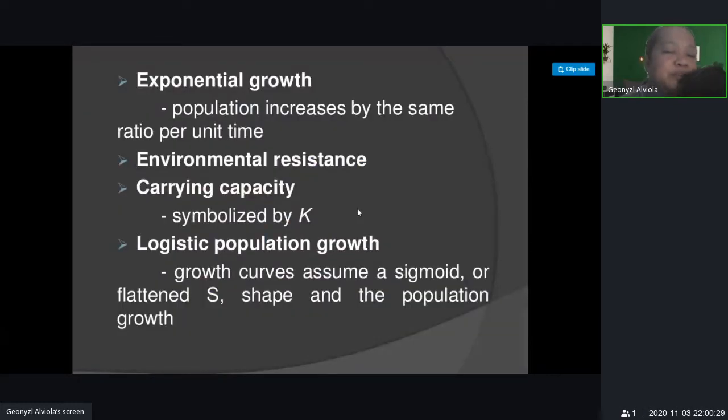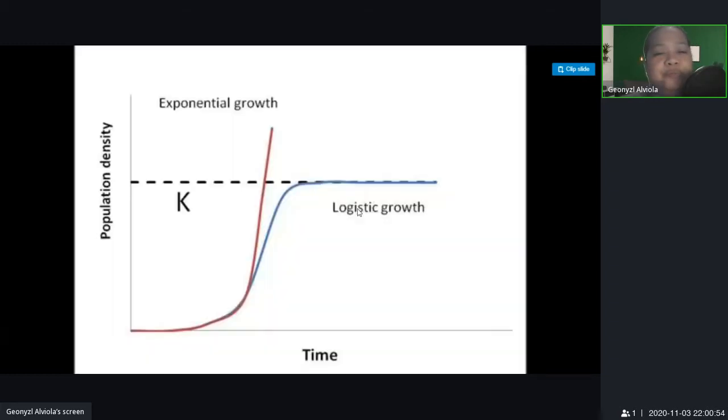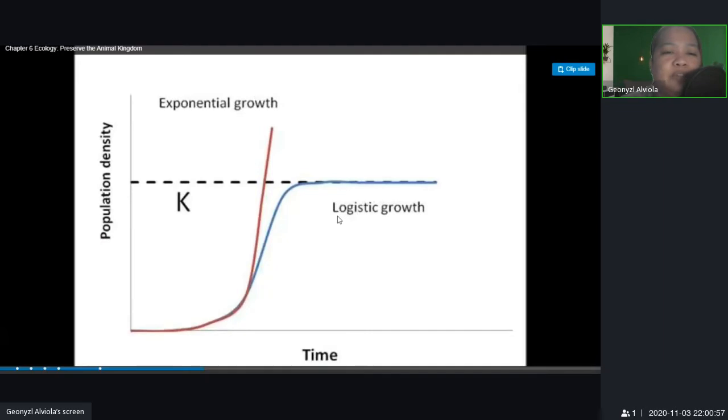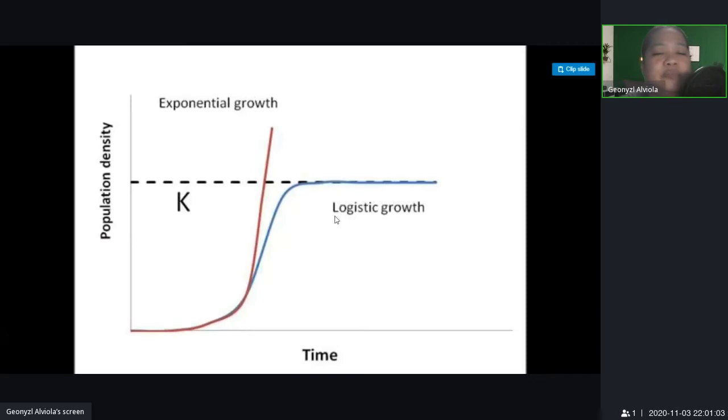So exponential growth, we have the population increasing by the same ratio per unit time. And we have environmental resistance, carrying capacity that is symbolized by K, and logistic population growth that refers to the growth curve assuming a sigmoid or flattened or S shape. So this is how the population grows. We have the exponential growth that directly goes up, and in logistic growth, we have the plateau aspect of the graph.